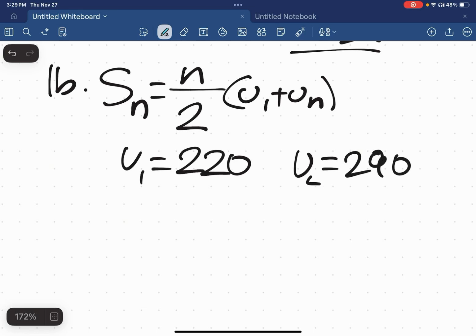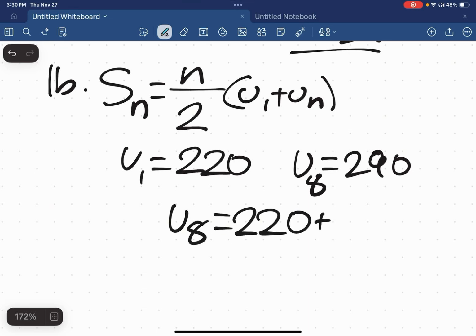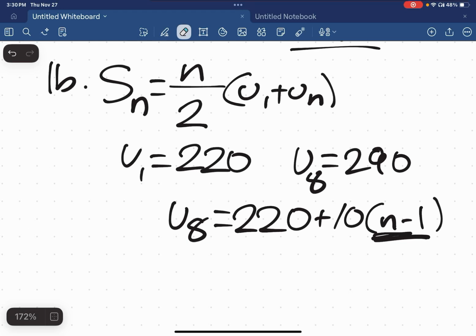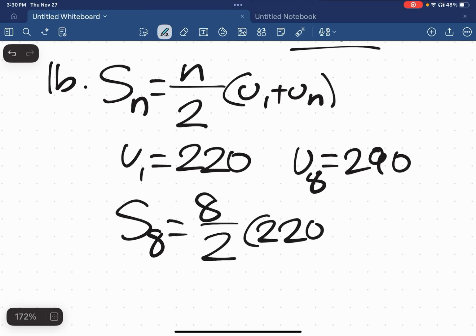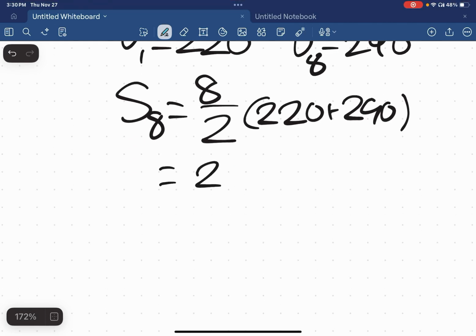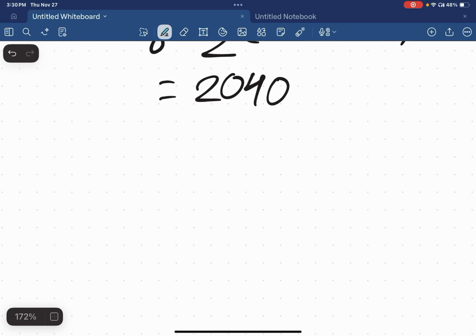Here our n is actually going to be 8, and the reason for this is because in the arithmetic series, remember, this is how it's actually set up. For this to be 7, n needs to equal 8. So just remember that. But yeah, we plug all this in. 8 divided by 2 times 220 plus 290, and that is equal to 2,040 televisions sold in that period of time.